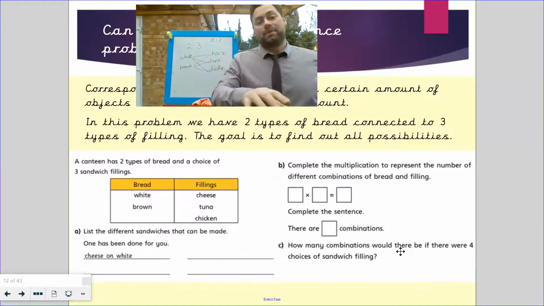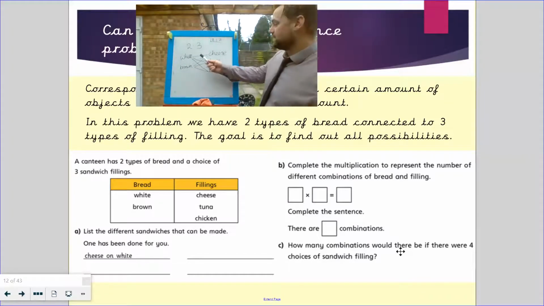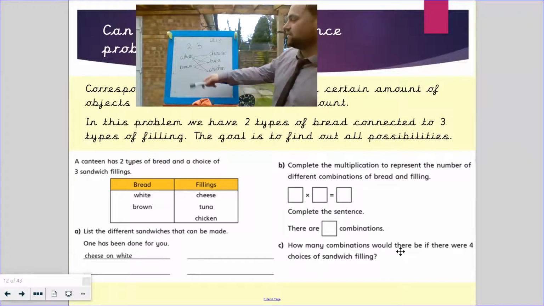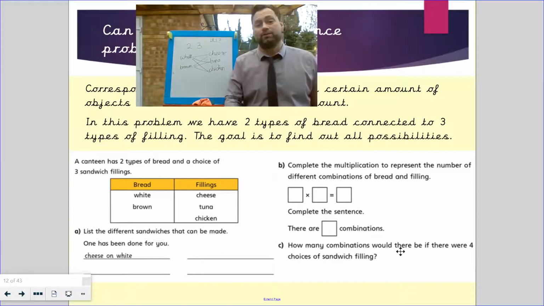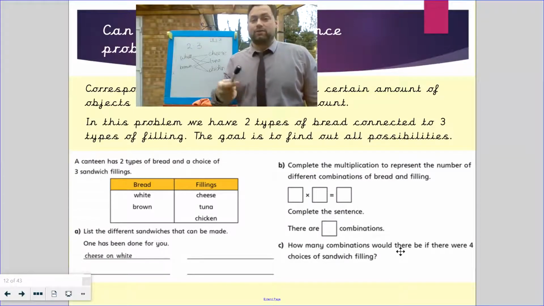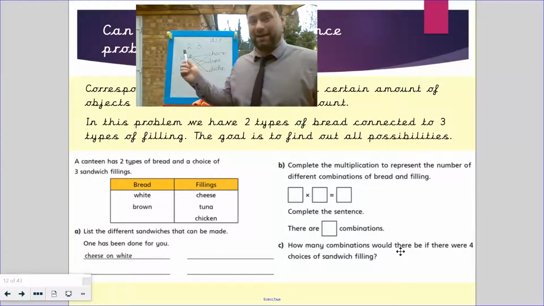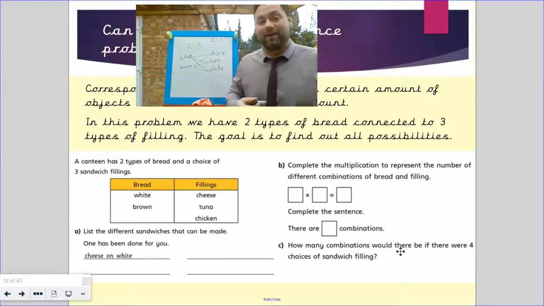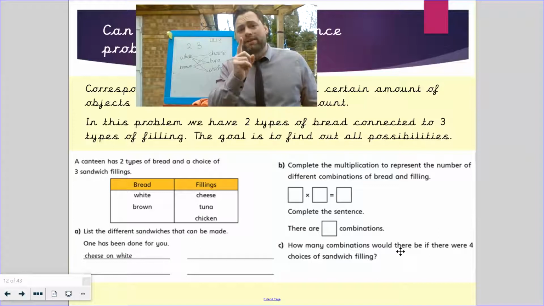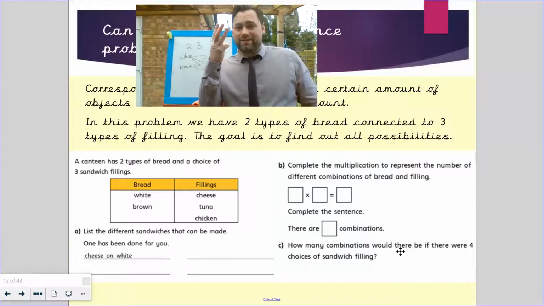So the fillings that you should be able to get down for this one are cheese on white, tuna on white, chicken on white, and then cheese on brown, tuna on brown, and chicken on brown. This is a correspondence problem. Then let's move over to question B, which I've already kind of hit on. Complete the multiplication to represent the number of different combinations of bread and filling. So we know with one type of bread, we get 3 fillings.